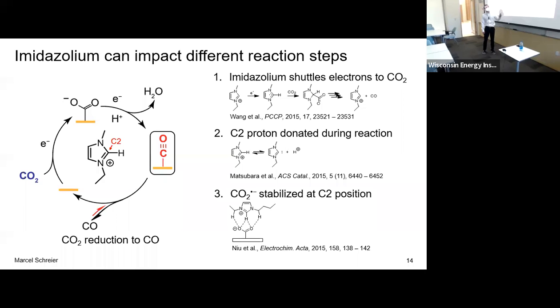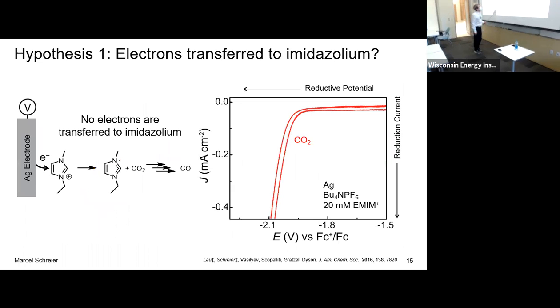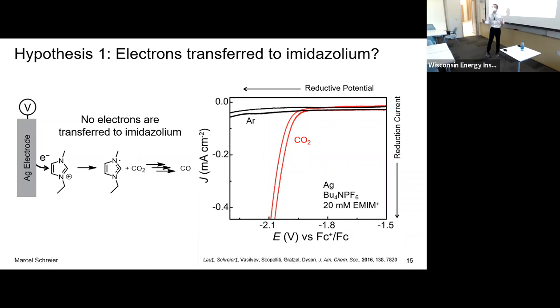Does the imidazolium cation shuttle electrons to carbon dioxide? Well, we can test this very easily, because if the imidazolium cation shuttles electrons, we should be able to reduce it at the potentials at which CO2 reduction takes place. So here we can see the curve we observe under CO2 in the presence of an imidazolium cation. If we remove CO2 and carry out the same electrochemical sweep under argon alone, we observe no current at all, which is strongly indicative that the imidazolium cation itself is actually not able to take up electrons. Otherwise, we would be seeing a current. So this excludes the hypothesis that electrons are transferred to the imidazolium cation.